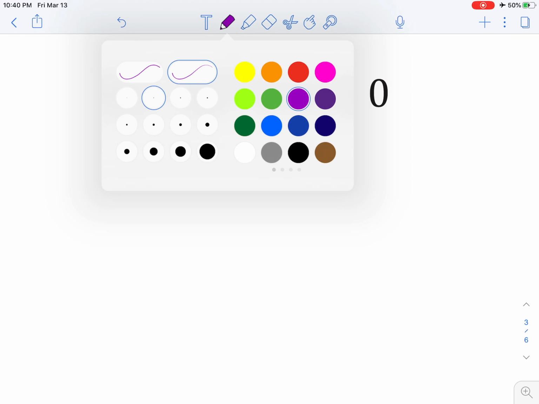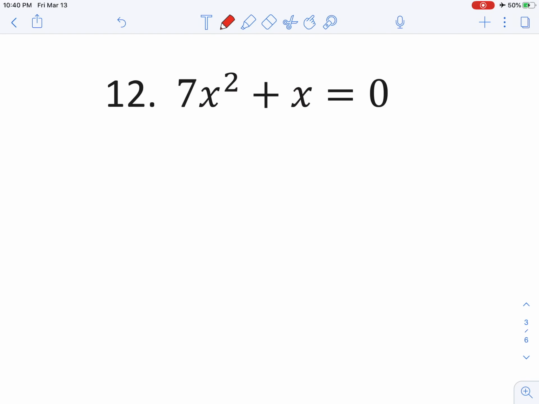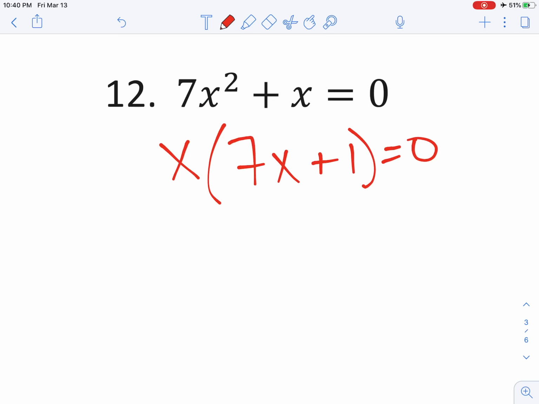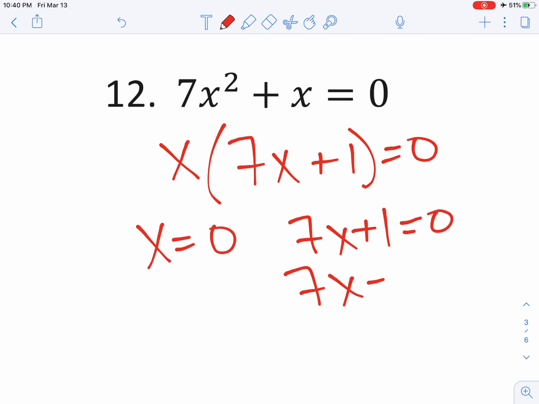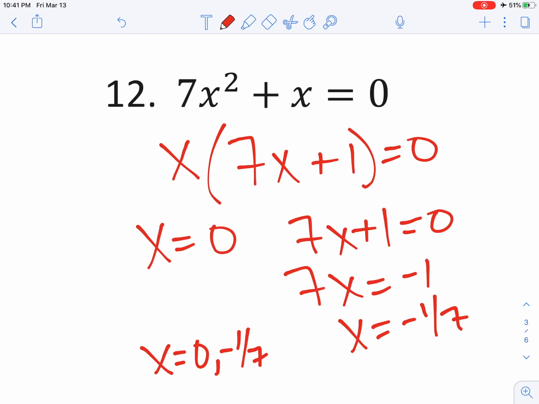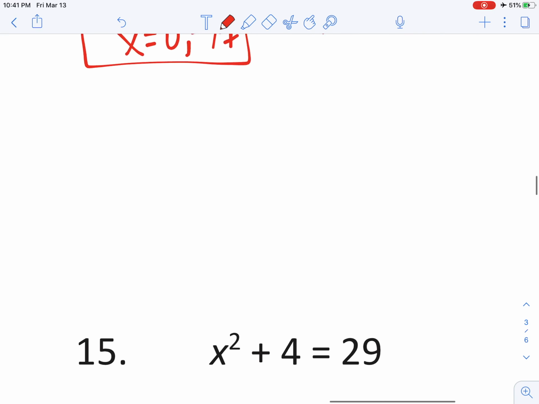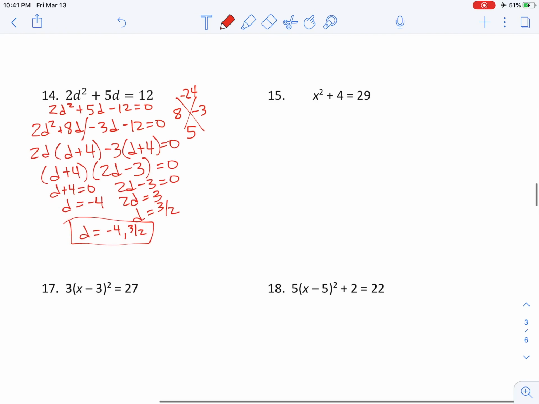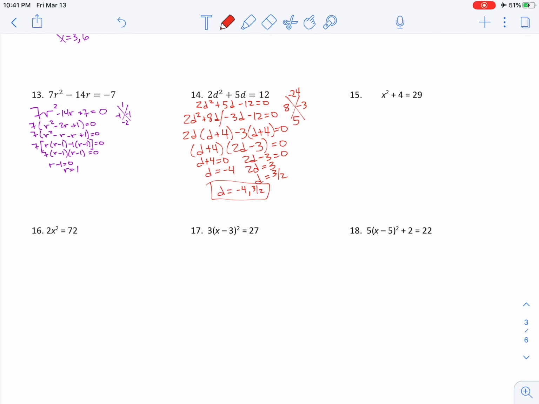And this one's an interesting one. Remember, you have to take out your GCF first. So if I take out my x, I get x times 7x plus 1. Solve it. X equals 0. 7x plus 1 equals 0. Subtract and get x equals negative 1/7. So x equals 0 and negative 1/7. I want you to do the rest of these. Go for it.